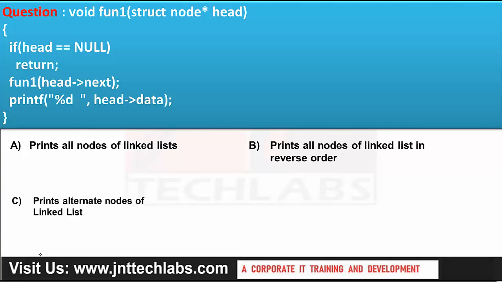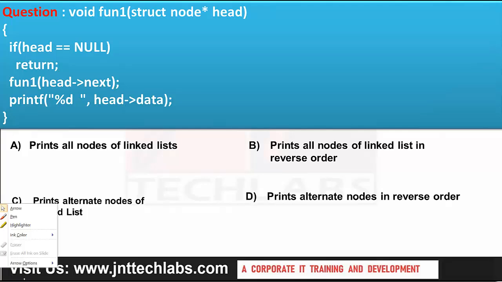And one means print alternative nodes, meaning skipping one node after another node. There is no skipping process here. Skipping means that when we print the first node, instead of going to the second node, it jumps to the third node. We are skipping some of the nodes, that type of thing. And print alternative nodes in reverse order. So absolutely these two things are not correct, definitely, because it is visiting every node. So it is either this answer or this answer.